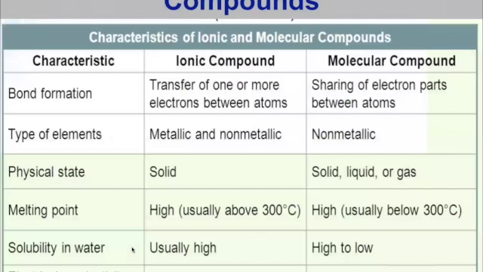For example, ionic compounds are always going to be solid at room temperature. A molecular compound can be found in all 3 states. For solubility in water, ionic compounds are soluble in water. Molecular compounds may or may not be soluble in water. Ionic compounds are good conductors of electricity. Molecular compounds are not good conductors.